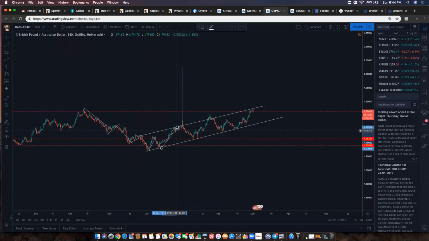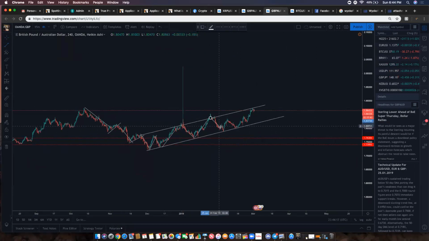Then we have the market enter a whole new paradigm of waves. Here's 1. Here's 2.